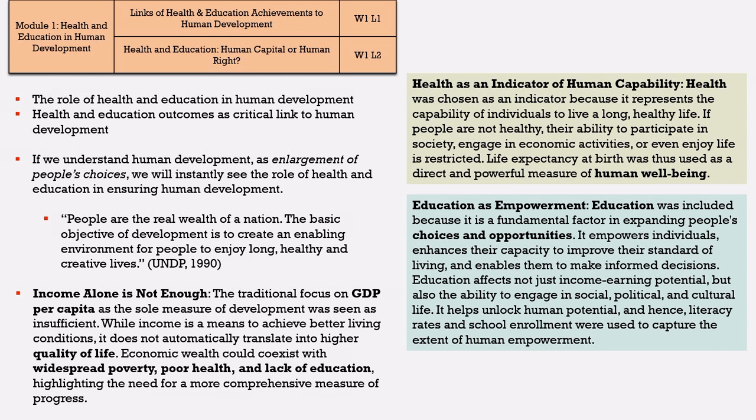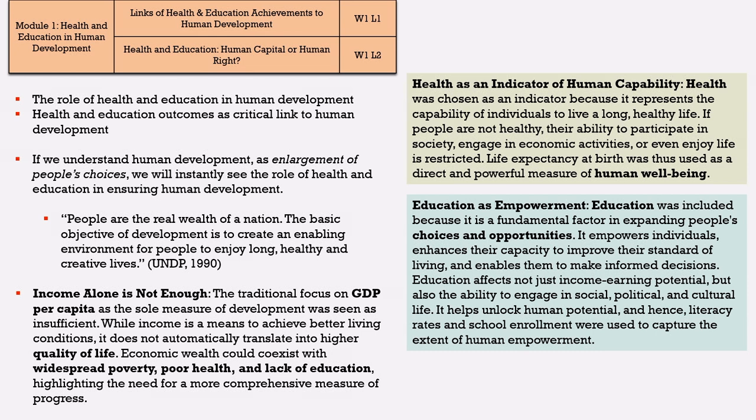In the first module, we discussed health and education and their links to human development. There were two lessons in week one of the course. One is we discussed the links of health and education and how we link it to achievements in human development. And in the second lesson of week one, we had a discussion on health and education from the point of view of considering them as human capital or human right.